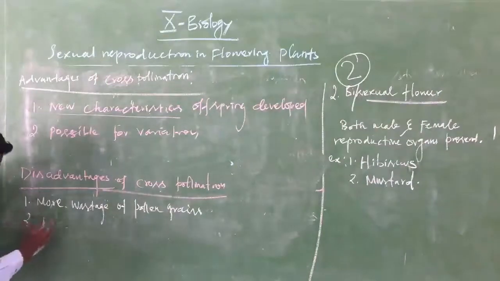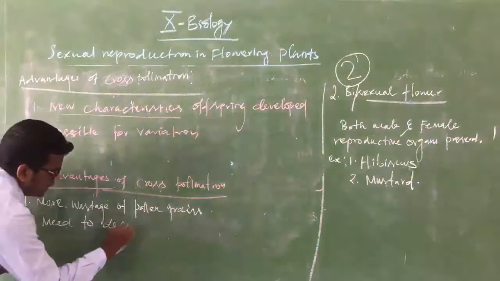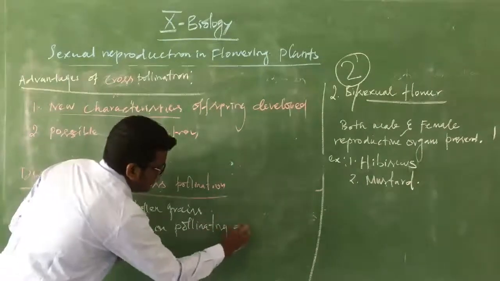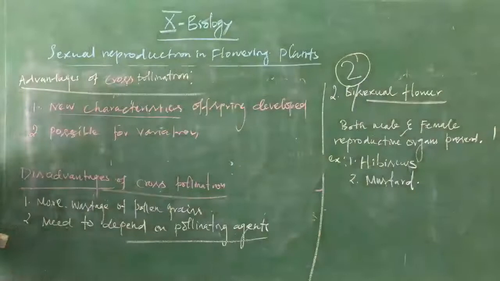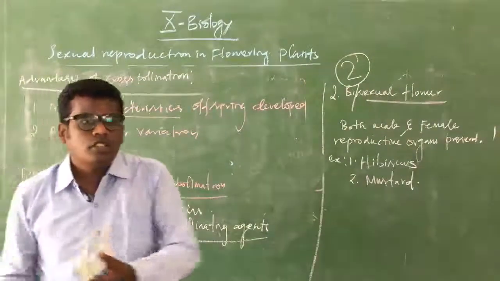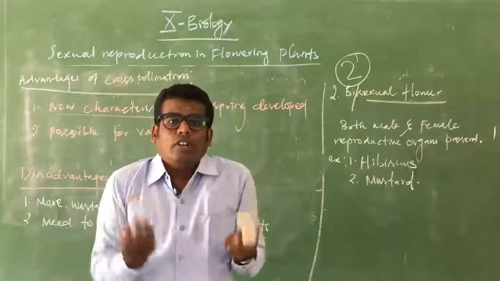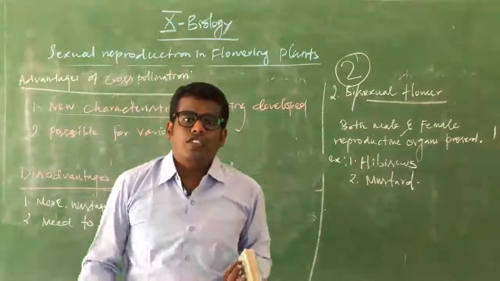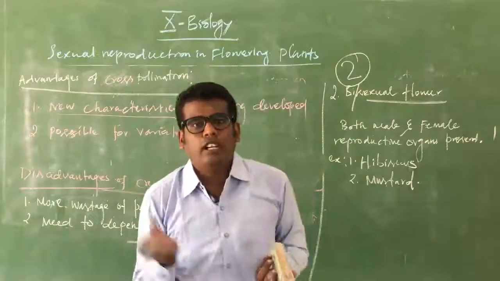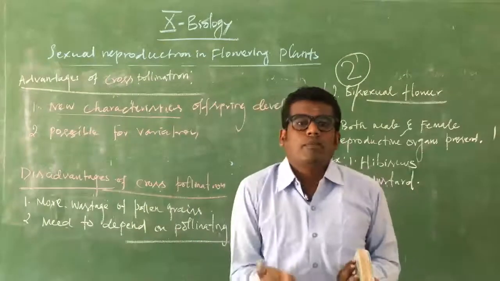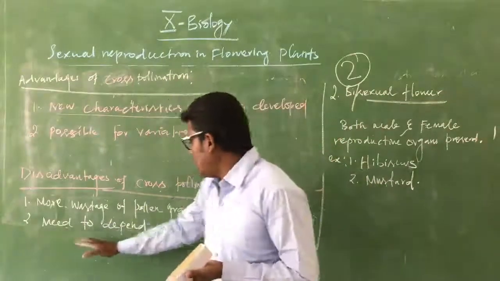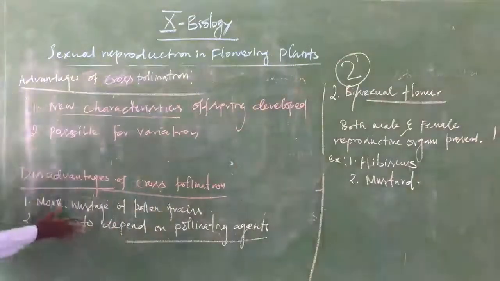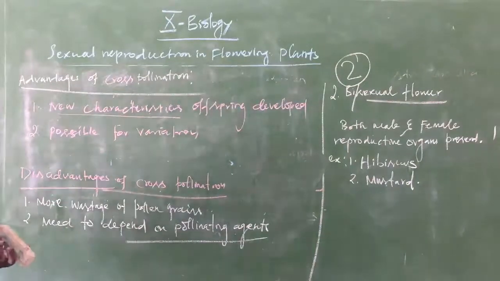And the second one is the need to depend on pollinating agents. Why should we depend on the pollinating agent? Because of the distance of the flower. We don't know how far it is. So we depend on pollinating agents to carry the pollen grains from anther to stigma. It always depends on pollinating agents such as water, animals, and wind. So these are the disadvantages of cross pollination.